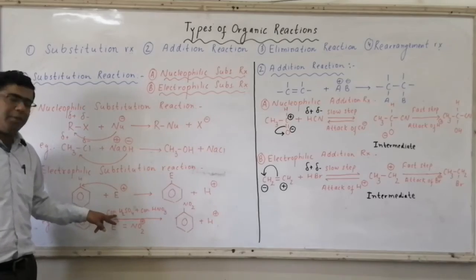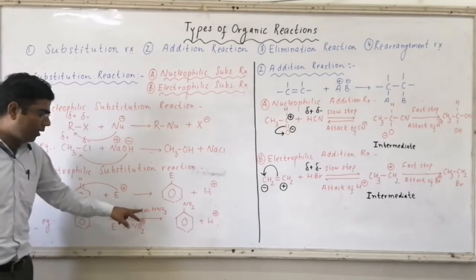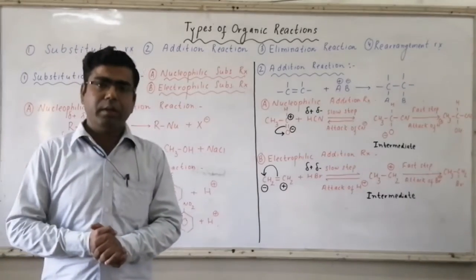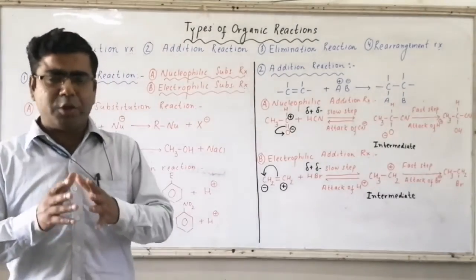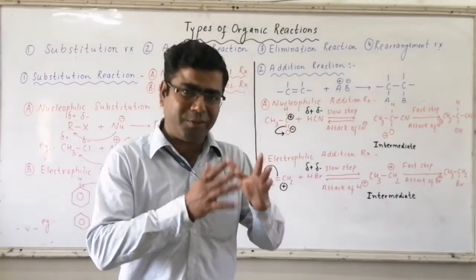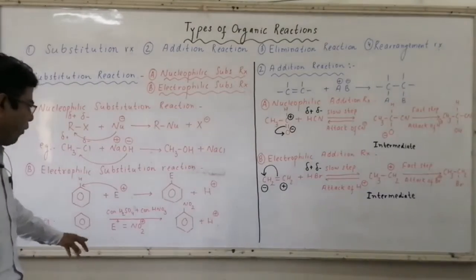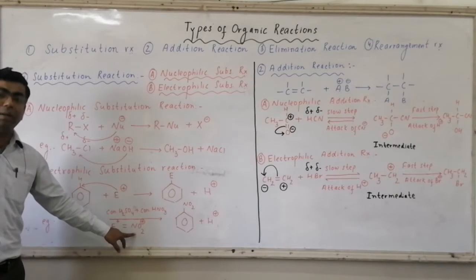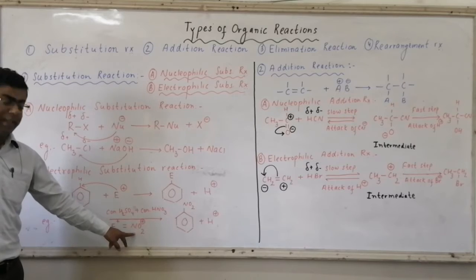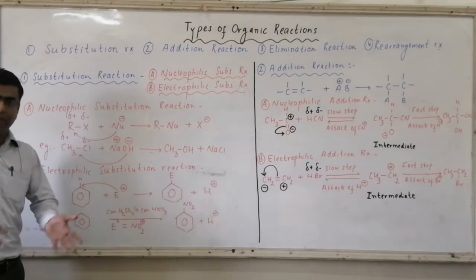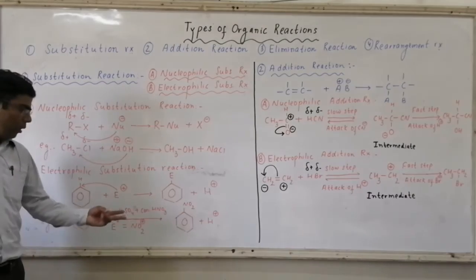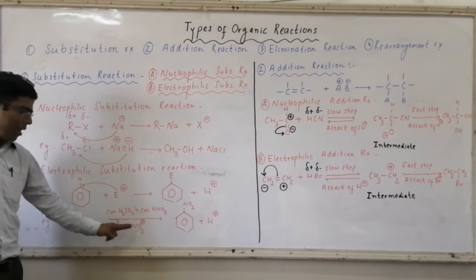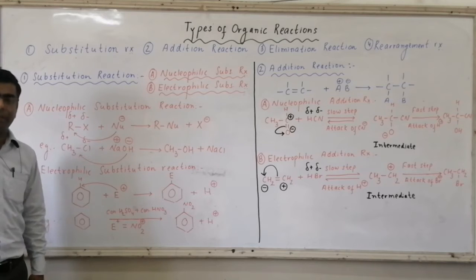A mixture of concentrated H2SO4 and concentrated HNO3 is called nitrating mixture. When concentrated H2SO4 is taken with concentrated HNO3, the electrophile generated here is the NO2 plus ion, which is called the nitronium ion. It's plus here, so the suffix will be -ium. So the mixture produces the electrophile NO2 plus ion, which is called the nitronium ion.